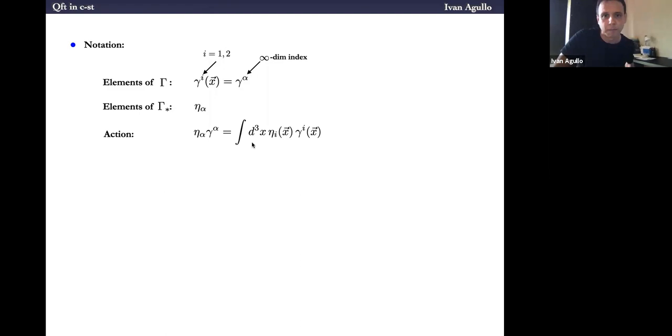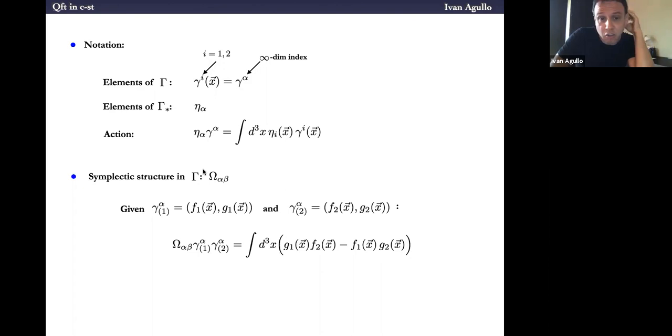So we have a phase space. We also have a symplectic structure. Given two elements of the phase space, the symplectic structure gives you a number, which is obtained by, as I said, contracting indices and integrating. So we have this symplectic structure.